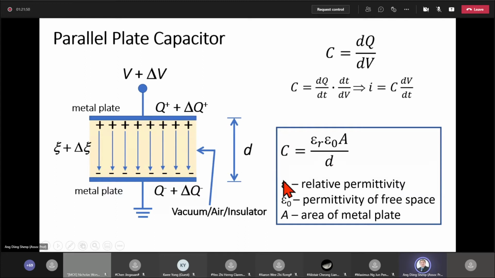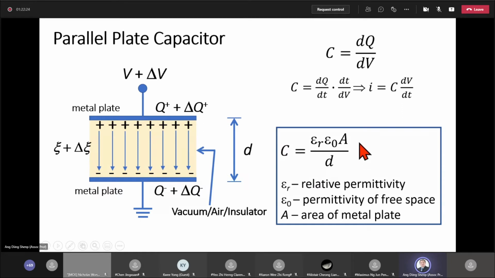And it's easy to understand why that is the case, because when you increase the distance between the two plates, for a given change in the voltage, the change in the electric field will be small because of the larger distance. And since the change in the electric field is small, the change in the charge will be small. So with a smaller delta Q for a given delta V, the capacitance actually becomes smaller. Okay, so that can be easily understood.